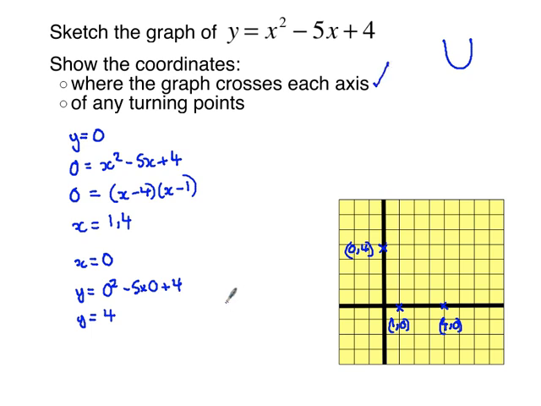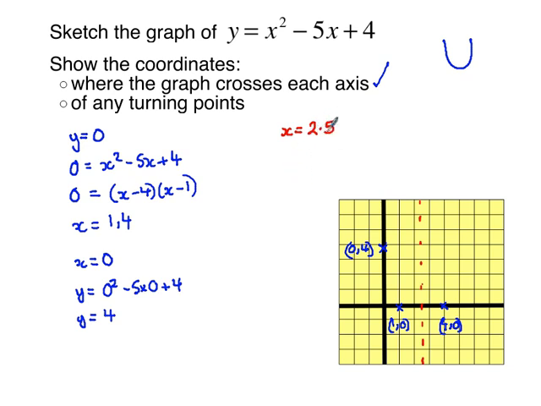Now we just need to find the turning points. We'll look at a couple of different ways of doing this. Firstly, these two points here where it crosses the x-axis are going to be symmetrical around the turning point, which is going to be halfway in between these two x values. So I can tell that that's going to occur when x equals 2.5, because it's halfway between 1 and 4.